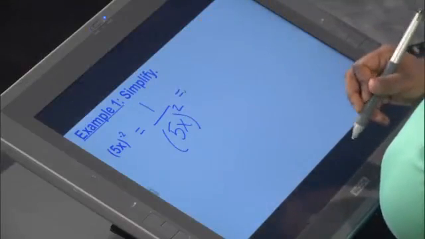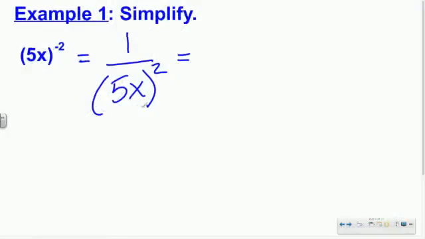Okay, so I'm going to keep simplifying this. And notice in my denominator, I have a product, and I'm raising it to a power. So I need to apply that rule of exponents. I'll come up to the side and do a little work here. I need to raise that 5 to the second power, and I need to raise that x to the second power. We're going to raise our 5 to the second power, and we're going to raise that x to the second power. Okay, let's keep chugging along.